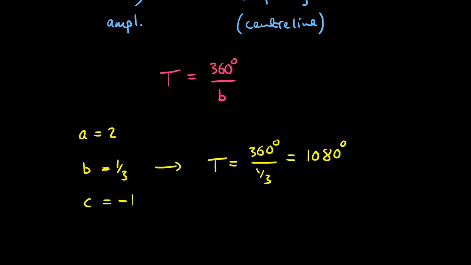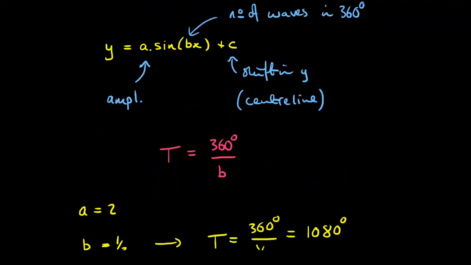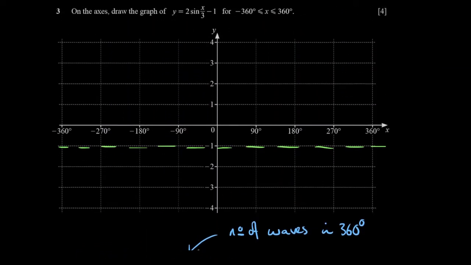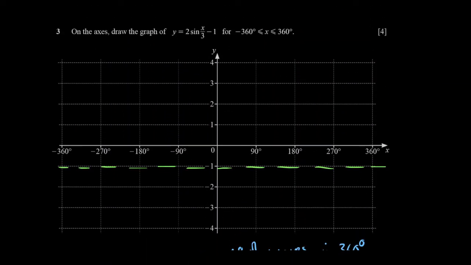So we're looking for a wave where one full wave is 1080 degrees. How's that going to look on this graph? Well, it's going to be jolly difficult, isn't it? Because we don't have 1080 degrees here. So we can't actually draw a full wave that starts here and goes on. So what can we do?